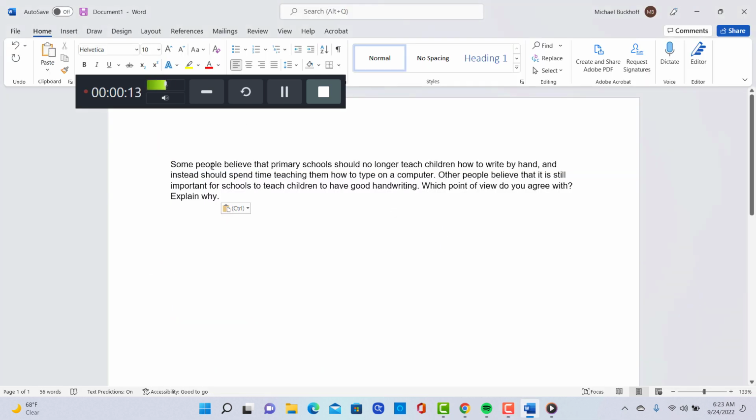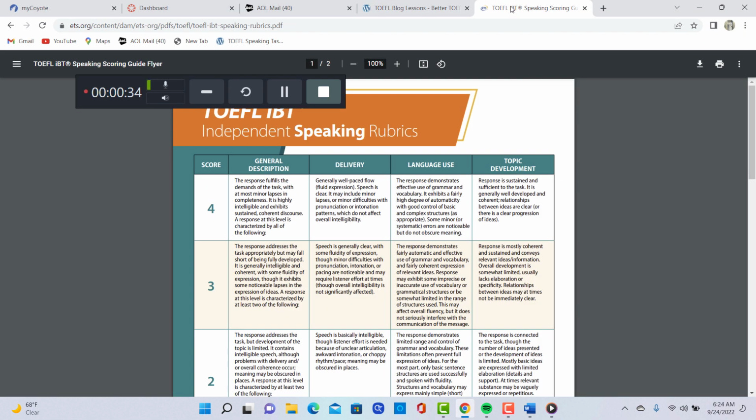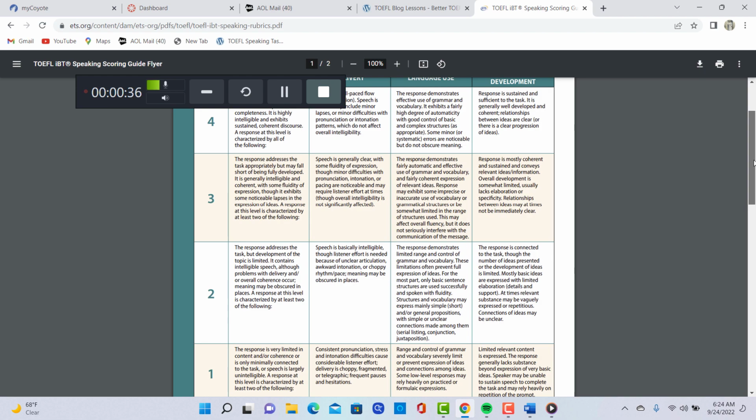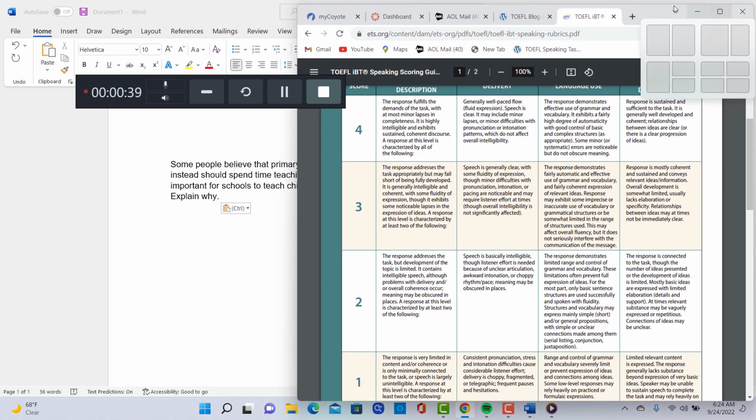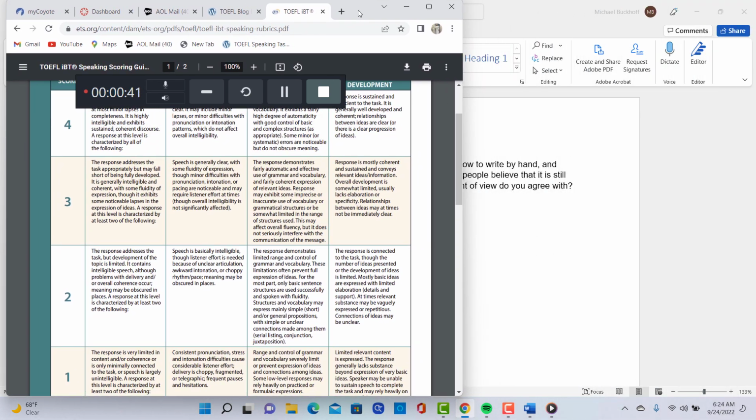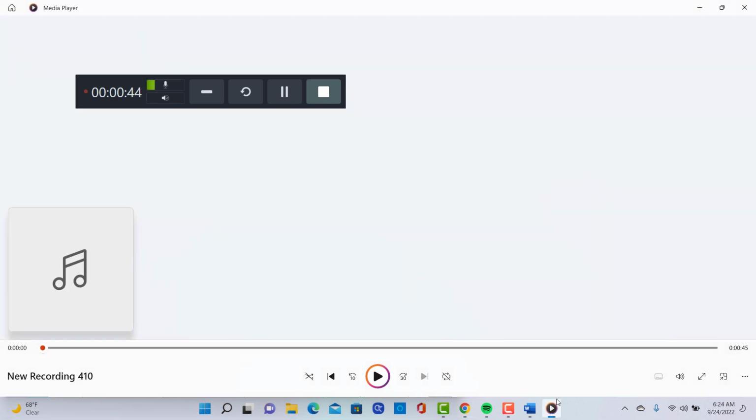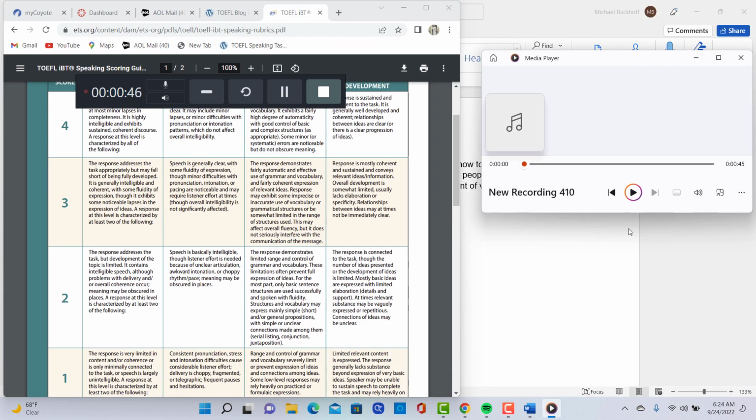So the topic is, some people believe that primary school should no longer teach children how to write by hand, and instead should spend time teaching them how to type on a computer. Other people believe that it is still important for schools to teach children to have good handwriting. Which point of view do you agree with? Explain why. All right, I have the speaking rubrics here. And let's get your response.